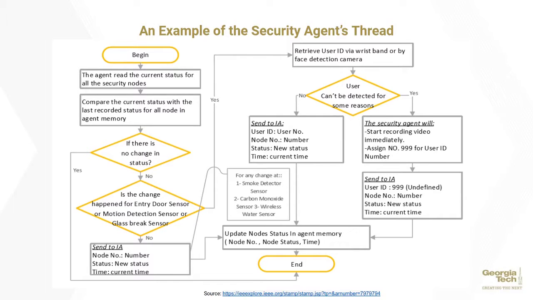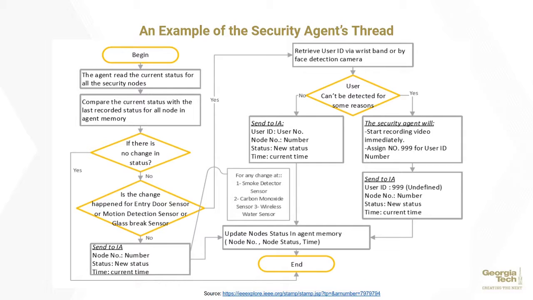At the beginning, the agent reads the current status for all the security nodes. It compares the current status with the last recorded status for all nodes in the agent's memory. If there is no change in the status, then the security agent's thread has completed. However, if something has changed, it will go ahead and read the sensors: the motion detector, the glass break sensor, the entry door detector, whatever detectors a security system would use.